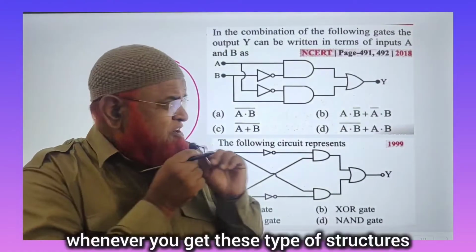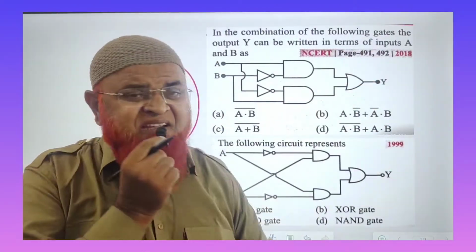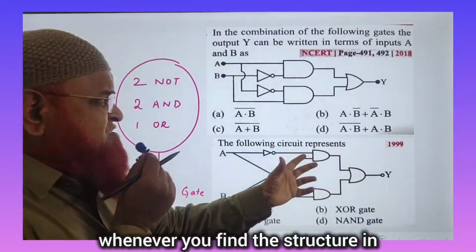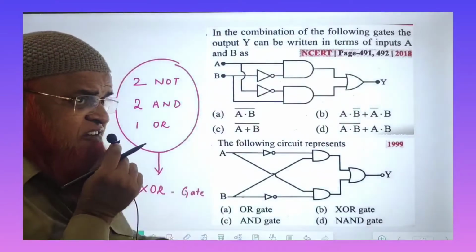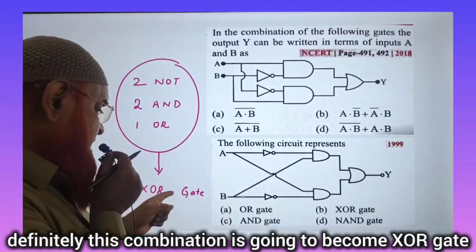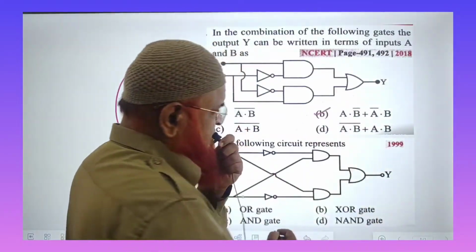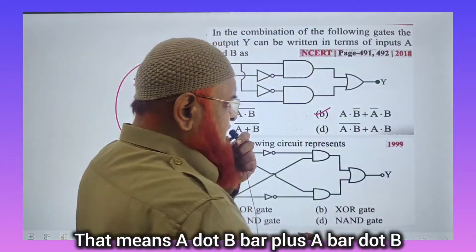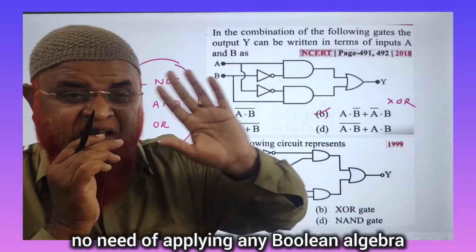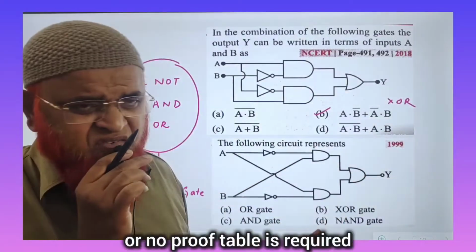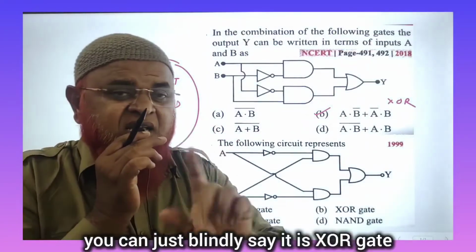My dear students, whenever you get this type of structure, which was asked in NEET 2018 and 1999, whenever you find a structure in which there are two NOT gates, two AND gates and one OR gate, definitely this combination is going to become an XOR gate or exclusive OR gate, whose truth table is this one. That means A dot B bar plus A bar dot B. This is called the XOR gate. The shortcut is, no need of applying any Boolean algebra, or any truth table. If the structure has this type of pattern, you can just blindly say it is an XOR gate.